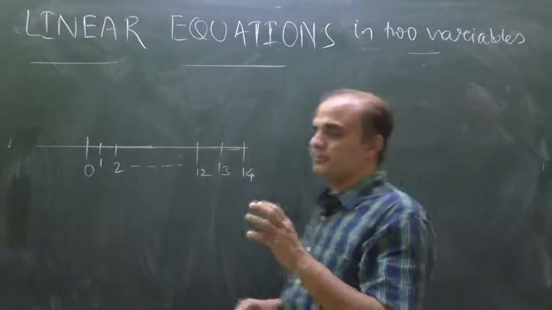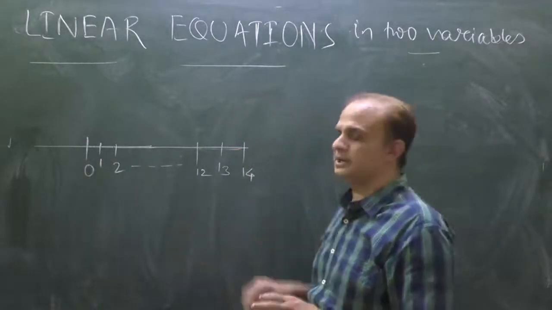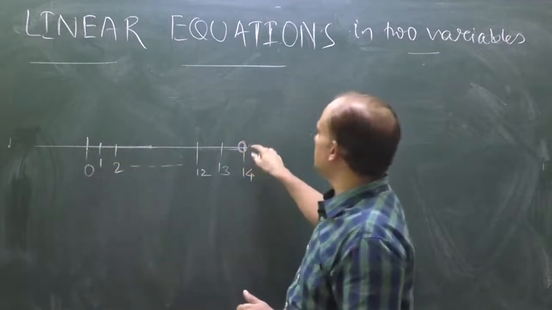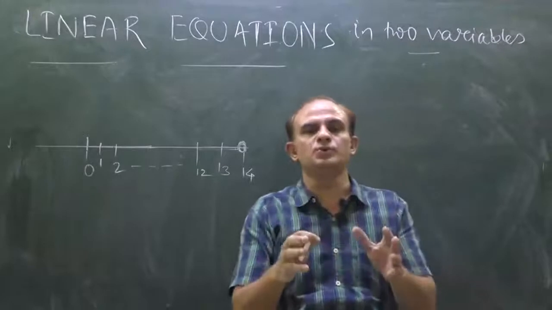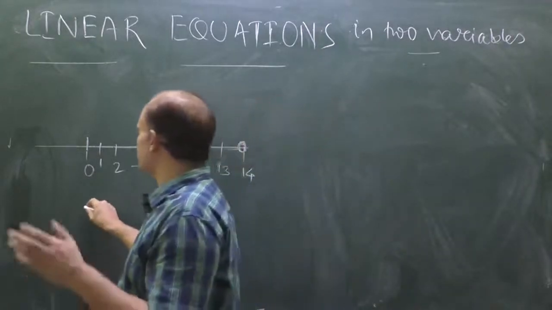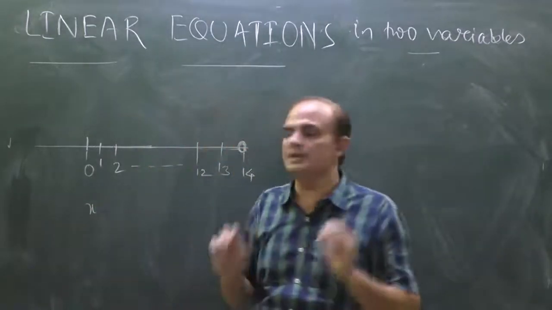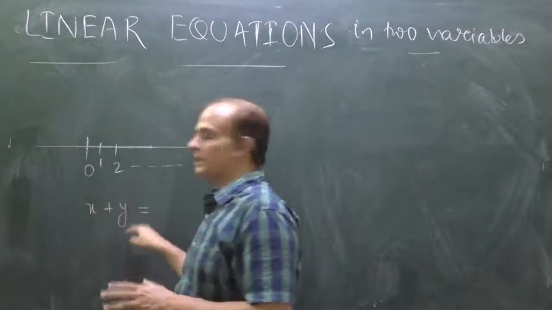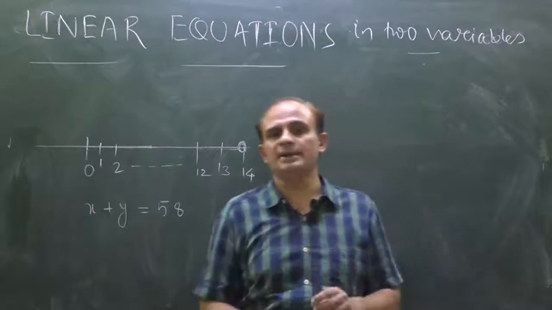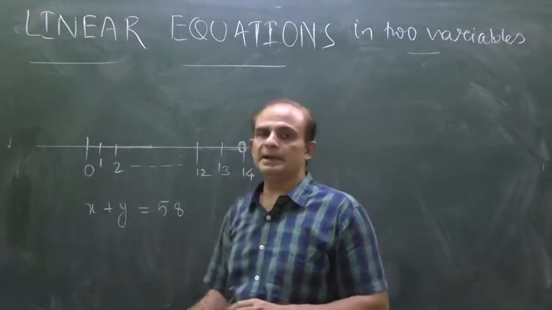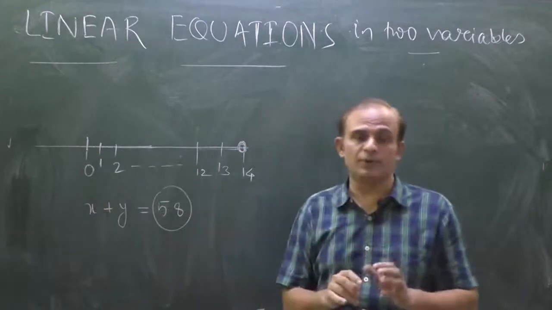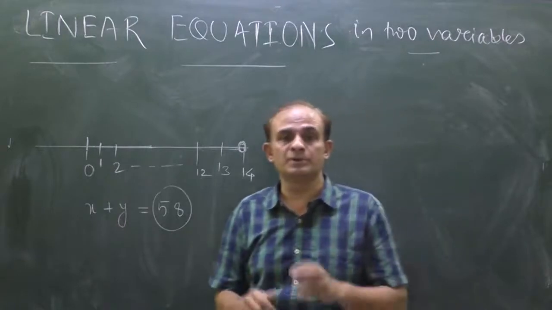So first of all, what is your age? I think you will be 13 or 14 or 14 plus. So your age is lying at this point, and think that you and me together are 58. Let you be x and I be y, and x plus y, you and me together, is 58. You know that you are 14 years, and because we together are 58, therefore my age is 44 years.